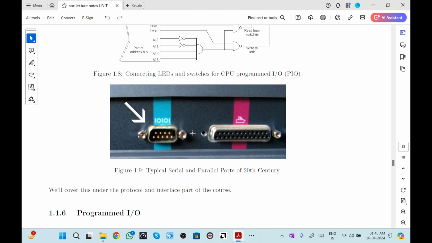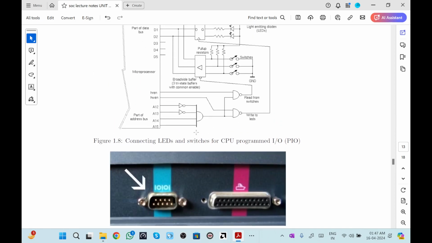So this is a VGA type of port which we use to connect our monitors. Everybody has seen this type of connector on the back of computers. So this uses a UART type of communication.